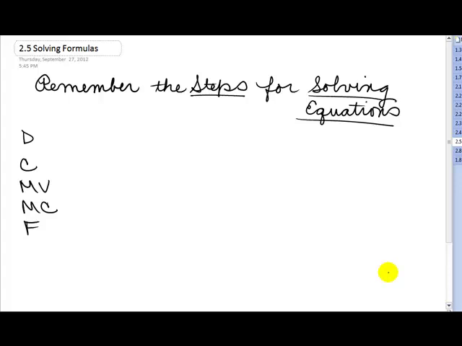2.5 solving formulas. We're going to need to remember the steps for solving equations. And you have these written down. I just kind of want you to, out loud, to yourself, say what these are. We've got D for distribute.